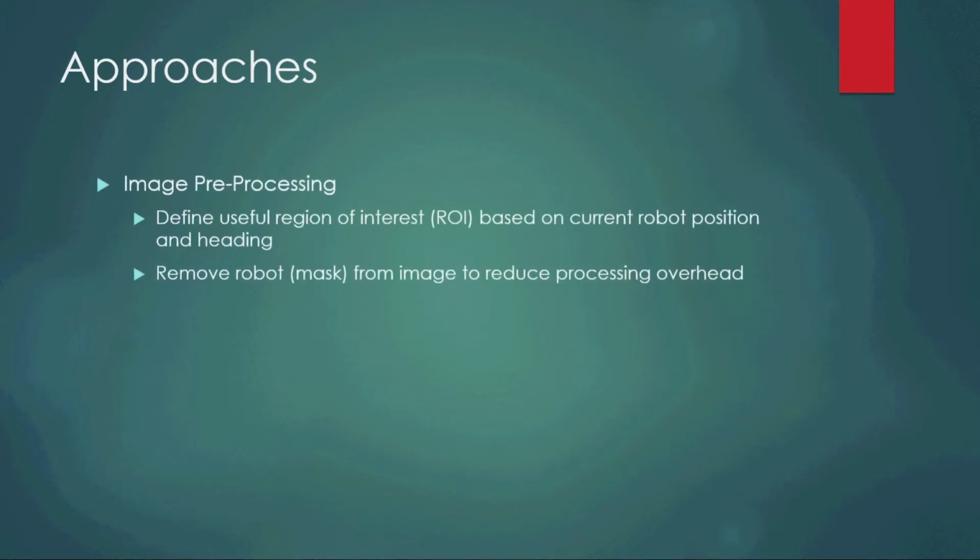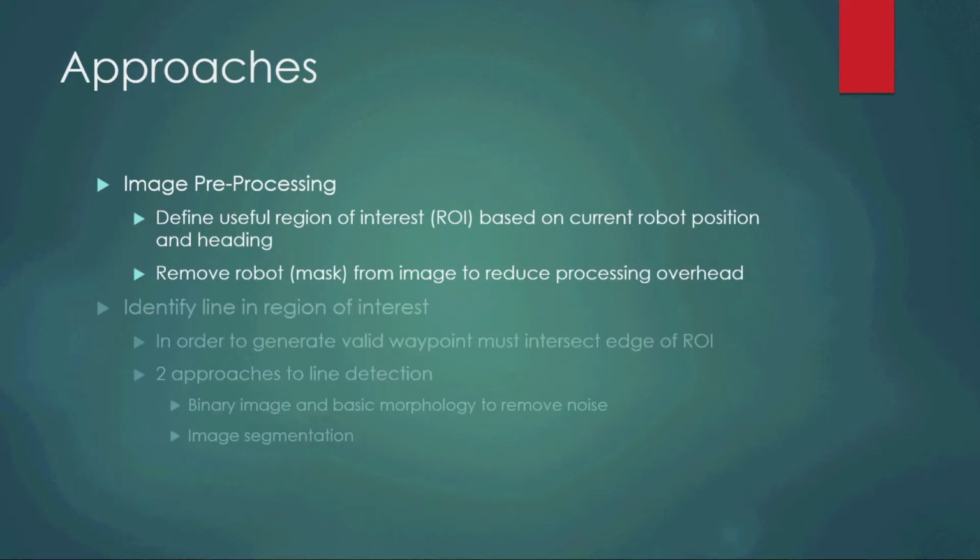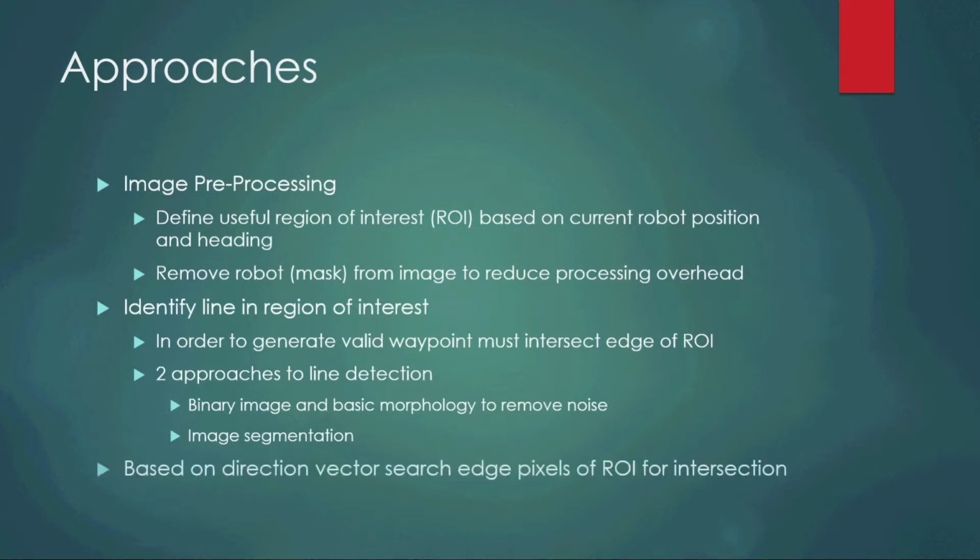The first being looking at the pre-processing to try and reduce some of the processing overhead to keep us within our streaming. That basically required us to define a region of interest and mask over the robot. That greatly simplified processing as far as this project is concerned. The next is really how do we identify the lines inside these points of interest, and there's two key ways to do this. The most obvious approach, and the one that went live in the demo, was the binary image. It was the most straightforward.